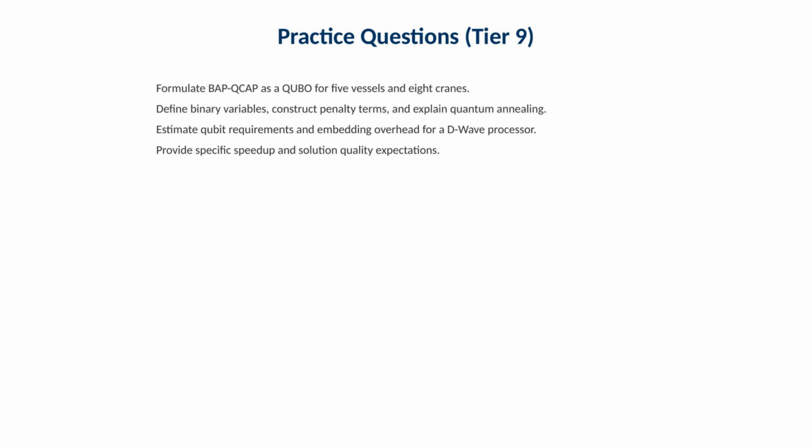This question asks you to formulate berth and crane allocation as a quadratic, unconstrained binary optimization for 5 vessels and 8 cranes. You define binary variables, construct penalty terms, explain quantum annealing, and estimate qubit requirements and embedding overhead. You provide speedup and solution quality expectations.